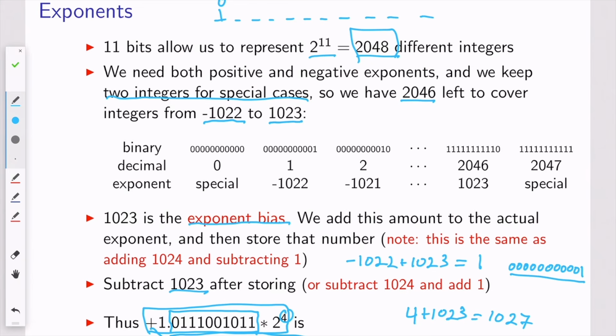And again, the reason for this exponential bias is that we want to have a way of representing positive and negative exponents without having to keep track of another sign, and this is the way that it's done.